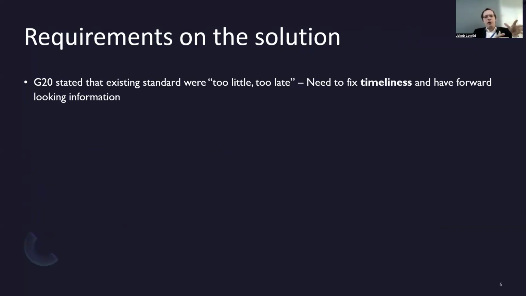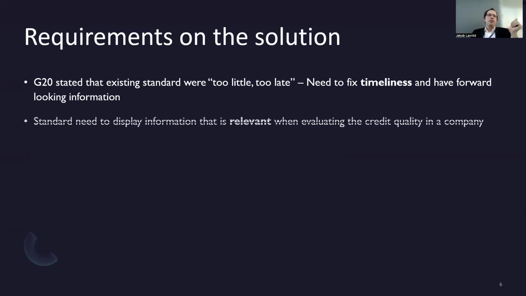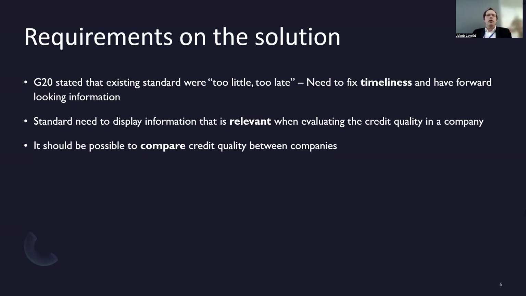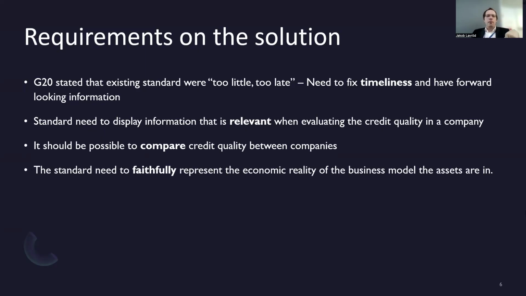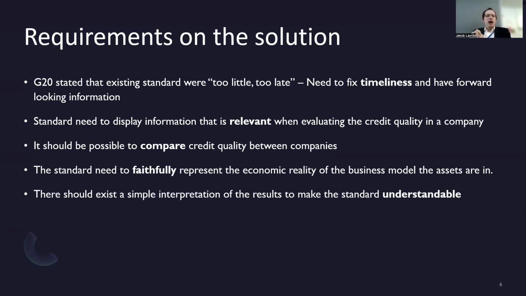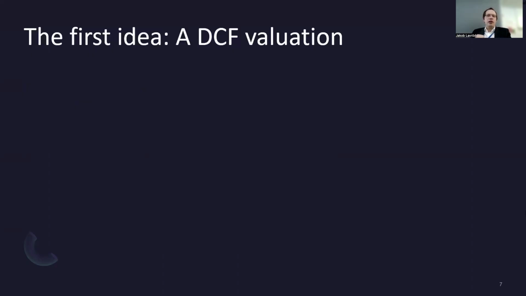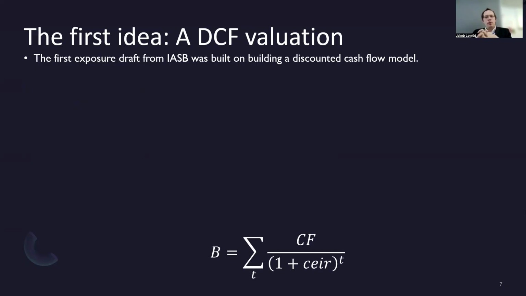And since it's a fair value part, it would also automatically be forward-looking, because similar to if you have a bond or a stock, I mean, you often say, it trades on the future. And that should then provide you with relevant information. Possibly, you wanted to be able to compare between companies, faithfully represent the economic reality. There should be a simple interpretation of the numbers to make them understandable, and be able to verify the calculations.